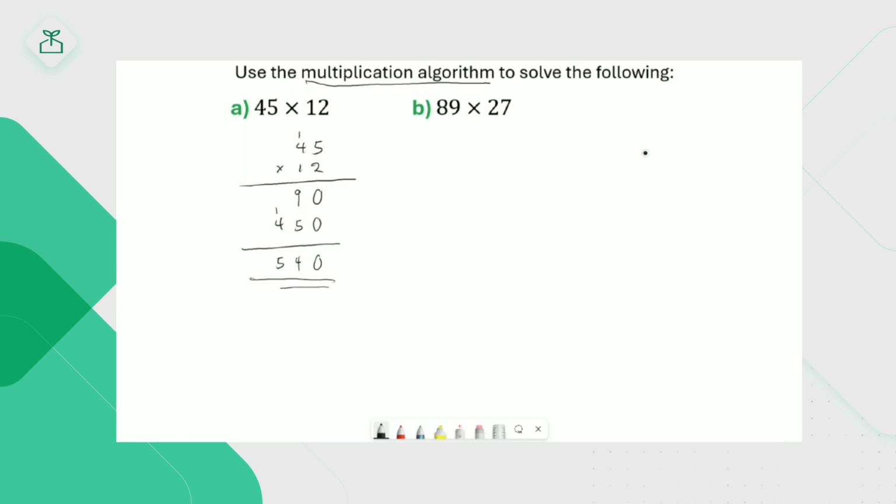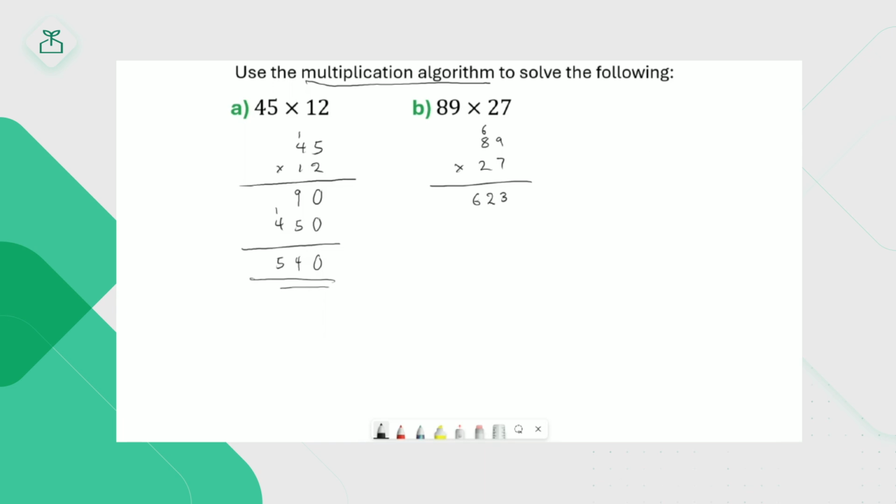Okay, let's set up this one. So it's 89 times 27. Let's do 89 multiplied by 27, making sure to keep everything aligned. And then we can do 7 times 9, which is going to be 63. Put down the 3, carry 6. And then we do 7 times 8, which is 56, and we'll add the 6, which is going to be 62. So put down 62.